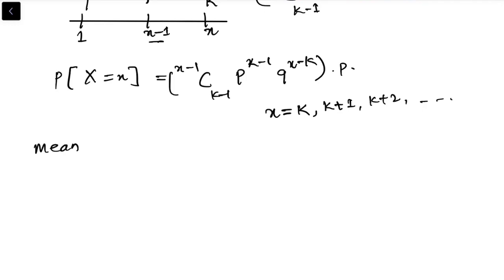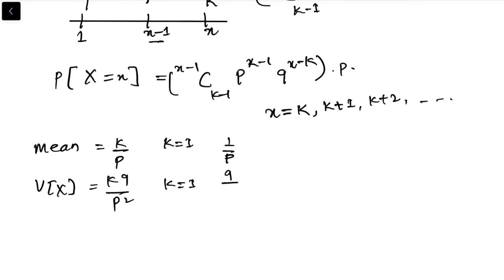So mean is k over p. Now if you put k equals 1, you'll get 1 over p, which is the mean of geometric. And variance is kq over p squared. Again, if k equals 1, this is q over p squared, which is the variance of geometric. All right, so essentially this is geometric. Now I'm not going to derive mean and variance because this is derived from the geometric.